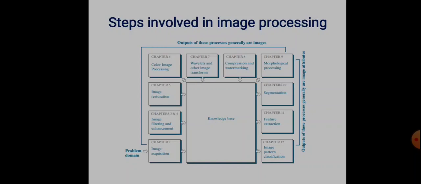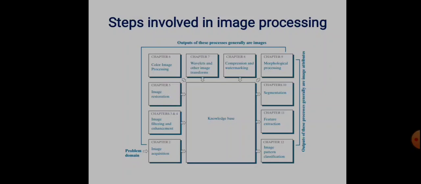Next one is image acquisition. We already know that in the steps involved in image processing, first you have to have an input image, correct? So in image acquisition you have to acquire the images using some sensors or devices. The second one is image filtering and enhancement. After acquiring the images, if there are any noises added to the image, we have to filter it and enhance the details.